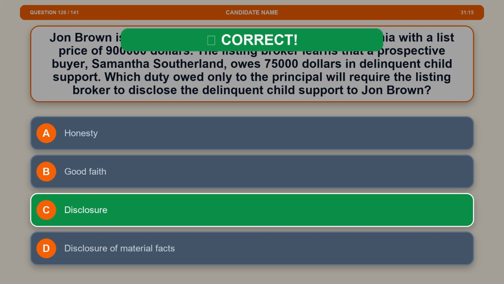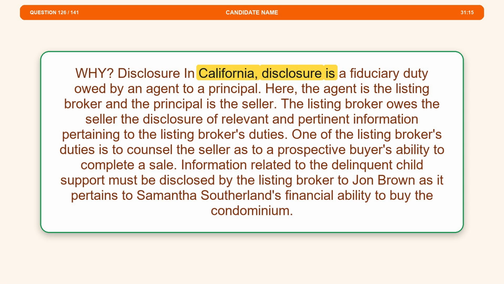The correct answer is option C. Disclosure. In California, disclosure is a fiduciary duty owed by an agent to a principal. Here, the agent is the listing broker and the principal is the seller. The listing broker owes the seller the disclosure of relevant and pertinent information pertaining to the listing broker's duties. One of the listing broker's duties is to counsel the seller as to a prospective buyer's ability to complete a sale. Information related to the delinquent child support must be disclosed by the listing broker to John Brown as it pertains to Samantha Sutherland's financial ability to buy the condominium.